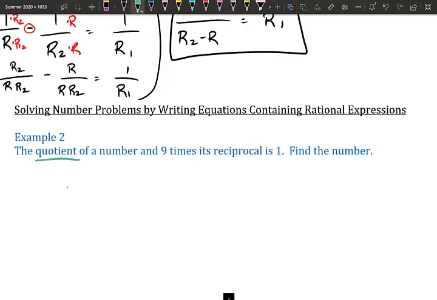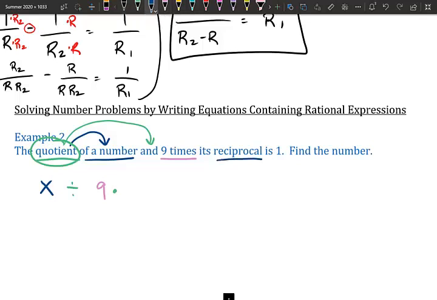Quotient. That means division. Awesome. I know that. Of a number, I don't know it. So since it says quotient of a number, it's x divided by something. 9 times. Remember, if something comes before an and, you always use that something. So that's why we use the quotient. So 9 times its reciprocal is 1. What reciprocal? We're talking about the reciprocal of the number. So the reciprocal of x is 1 over x. Is means equals, and then 1.